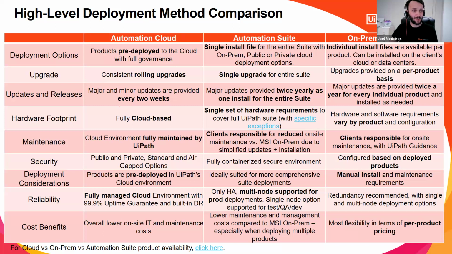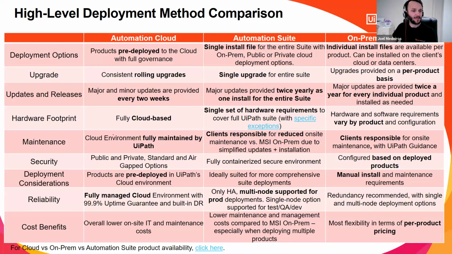The hardware footprint: when it's cloud-based, you don't care about hardware. You just scale up or down depending on your demand and your need. For the on-premises or private cloud automation suite, you have one set of hardware and all your tools will be available there. And again, for the standalone, you have different hardware requirements for each product.